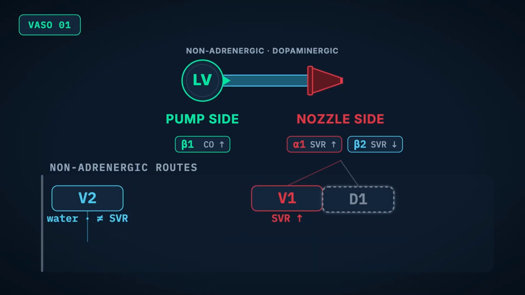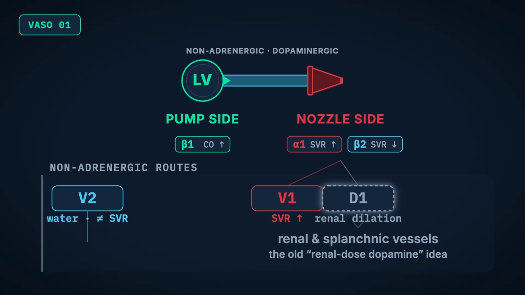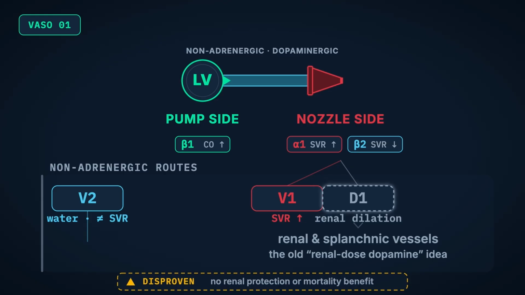Dopaminergic receptors, concentrated in the renal and splenic vessels, are the basis of the old renal-dose dopamine teaching. Low-dose dopamine selectively vasodilating the kidney. It's a durable teaching point. It is not well supported by outcome data, and you should hold it loosely.